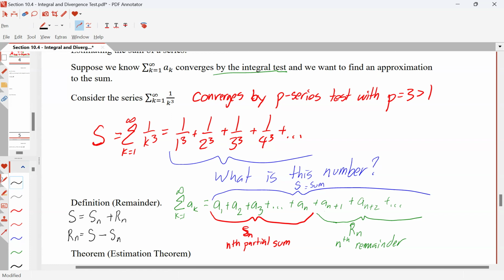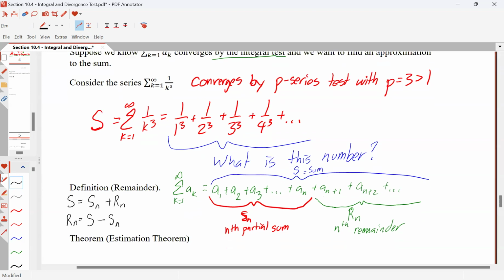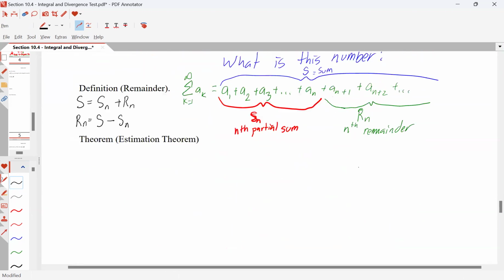And in general, to get accurate sums, we want that remainder to be really small. If we're trying to estimate the sum of a series, which is what we're trying to do, trying to find an approximation, we want that remainder to be small. Even though we're adding on an infinite number of things, we want that remainder tiny. So we want to find a way of, how can I tell how big is this remainder? And that is where the estimation theorem comes in.